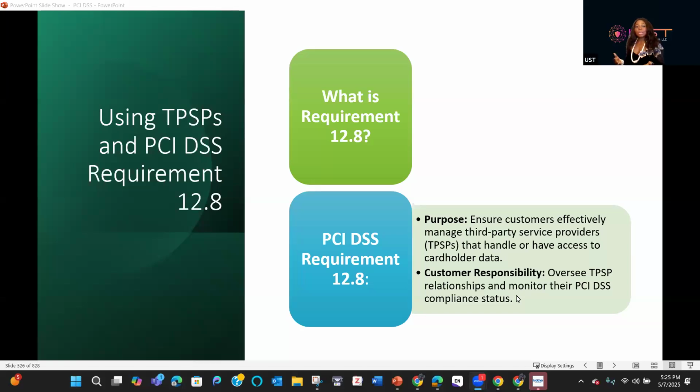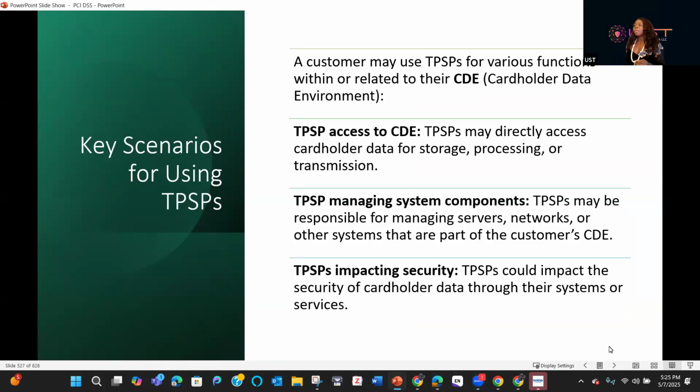You have to monitor. And that's why I will still insist and tell you guys that this is one of the reasons we will always have jobs, because continuous monitoring is common. We have to keep doing that over and over again. Okay. A key scenario for this: a customer may use a third-party service provider for various functions within or related to their card data environment. The third-party service provider has access to the customer's card data environment.